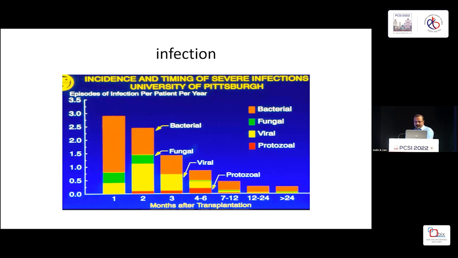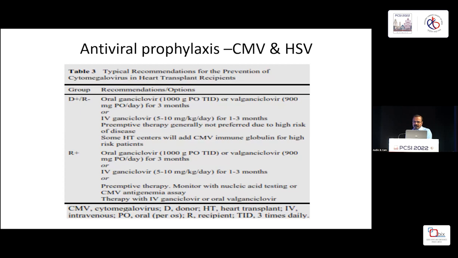This graph shows that in the first month after heart transplantation, the chances of bacterial infection and wound infections are more. And in the second, third, and fourth month of the heart transplantation, chances of viral and protozoal infections are more common. So as per the ISHLT recommendation, we use antiviral prophylaxis against CMV and HSV in the form of valganciclovir.